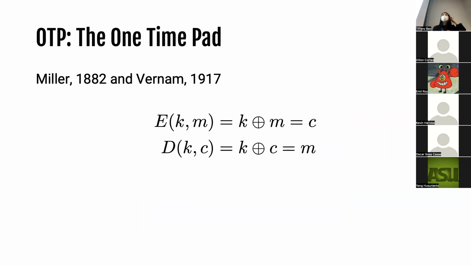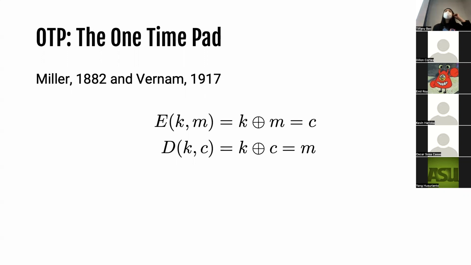Okay, now let's start with stream ciphers, as I said, and with one simple example of a stream cipher, which is called OTP, short for one-time pad. OTP was invented by Miller and Berman. Actually, I mean they both invented it, and the idea is actually pretty easy.